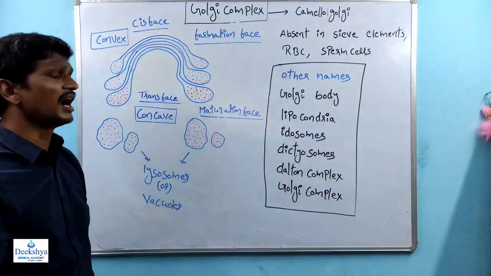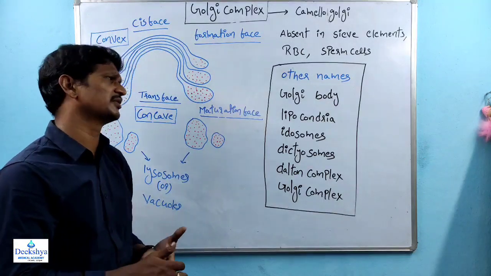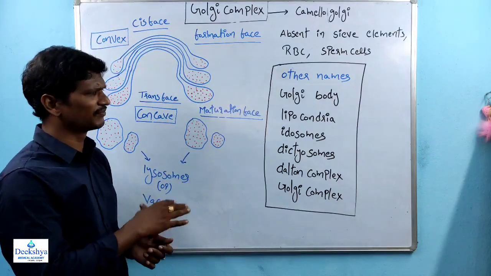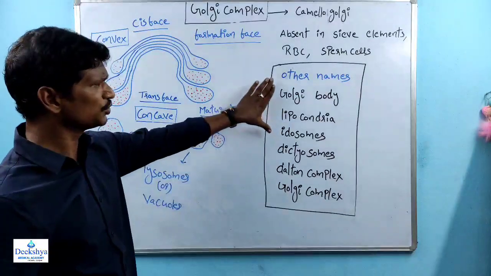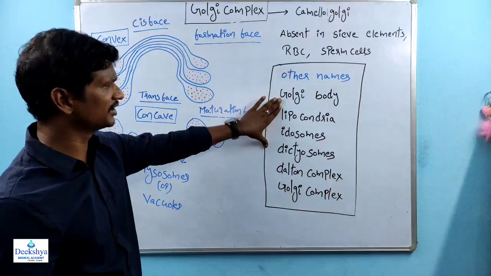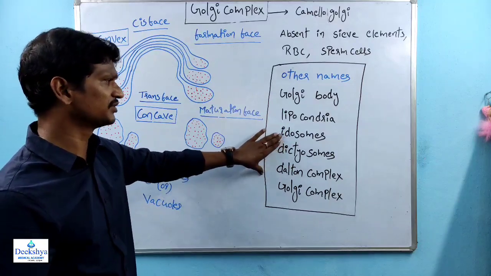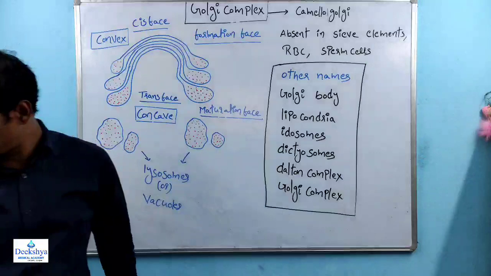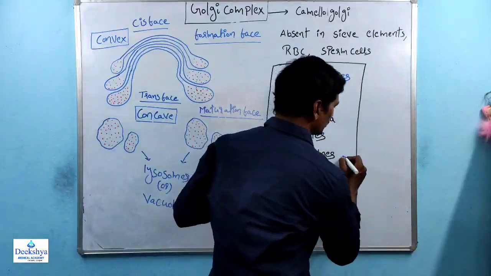Coming to the next one, other names of the Golgi complex. The Golgi complex has different names based on its shapes. In different cells it exhibits different shapes and functions. The first is the Golgi body, then lipochondria, then idiosomes, and dictyosomes.